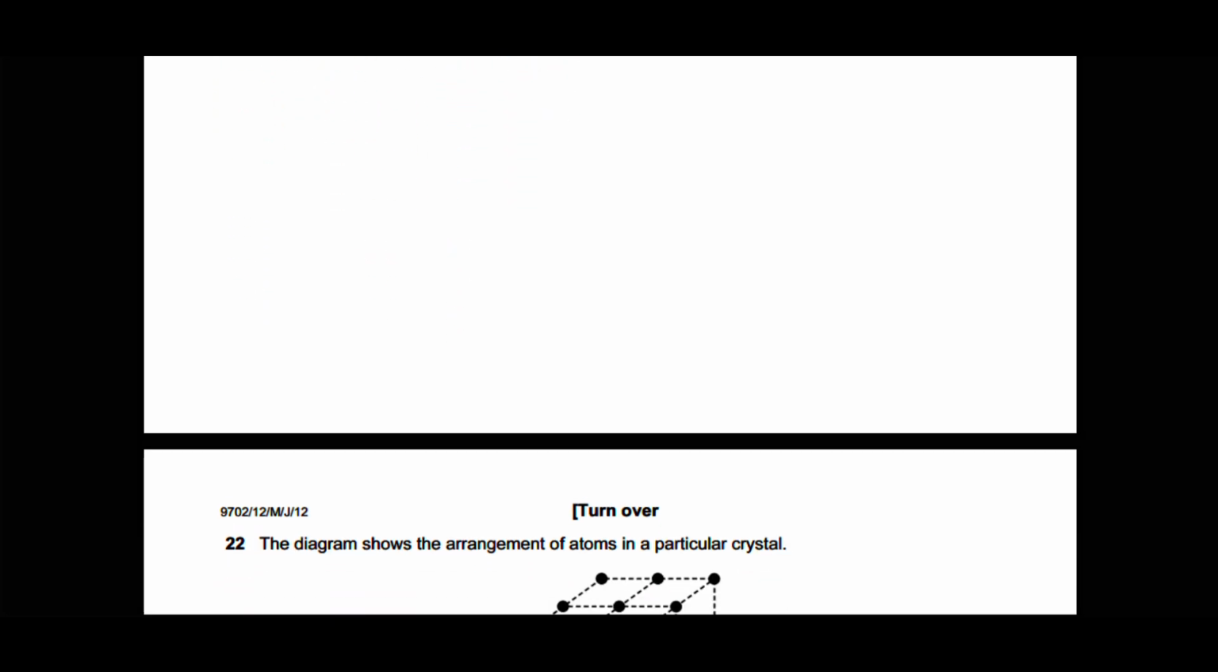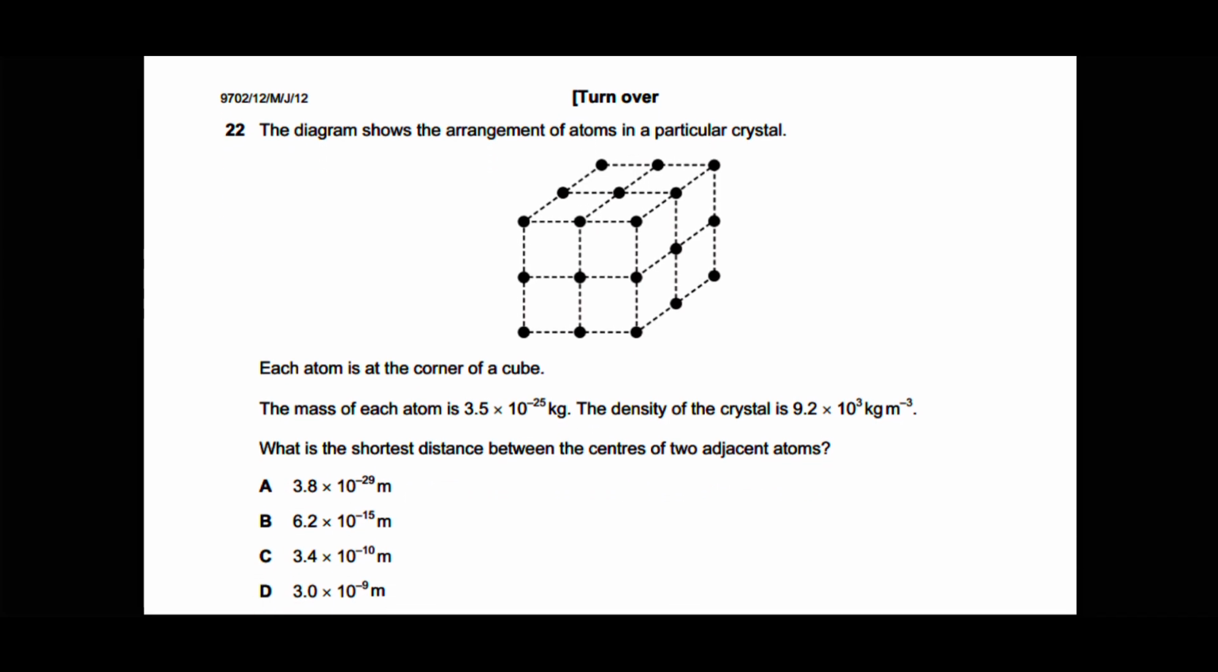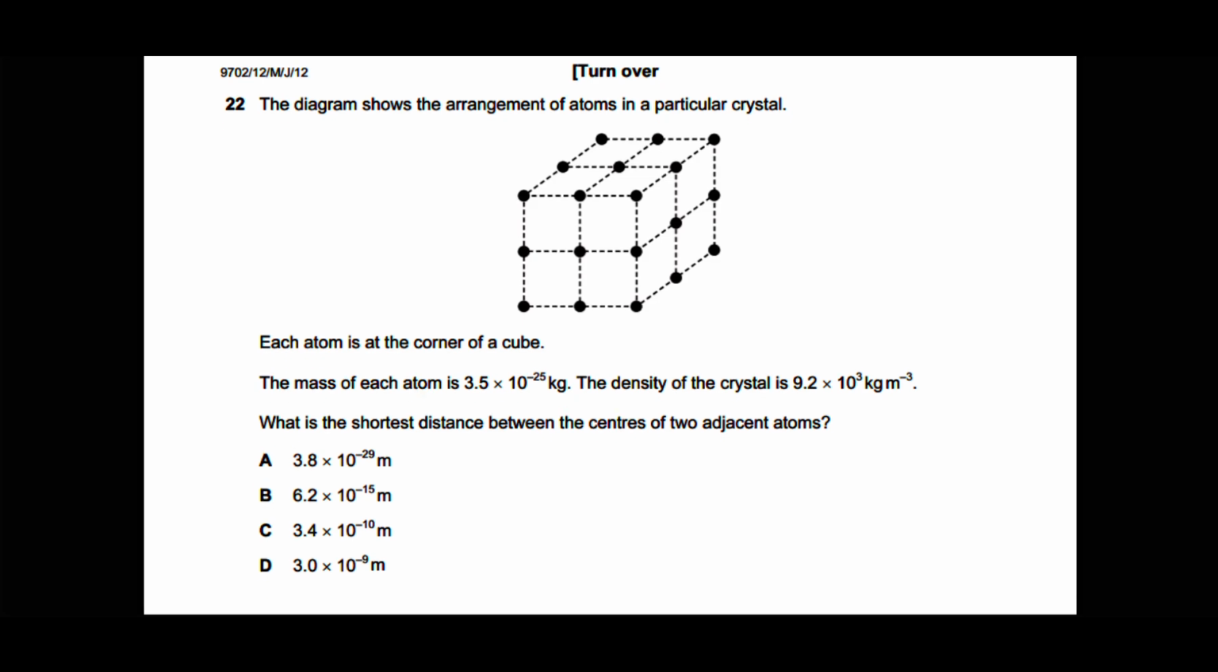Okay, so moving on, this is the question that troubles students sometimes. So we're going to solve this in terms of density. Now first realize that this is a crystal and there is an arrangement of the crystal and atoms are placed at a certain distance away from each other. He says that the mass of each atom is this much and the density of the crystal itself is this much. What is the shortest distance between the centers of two adjacent atoms?